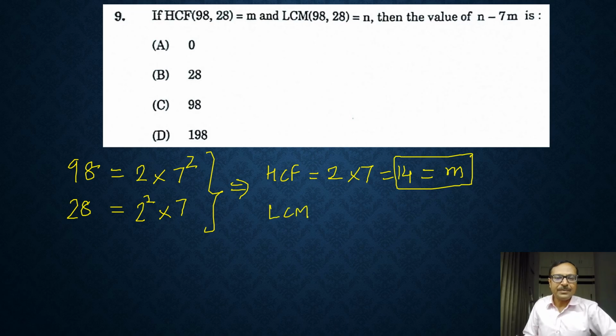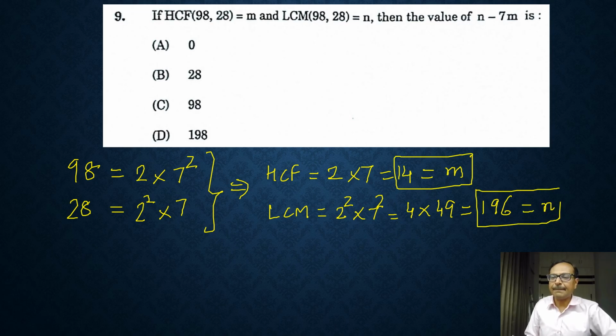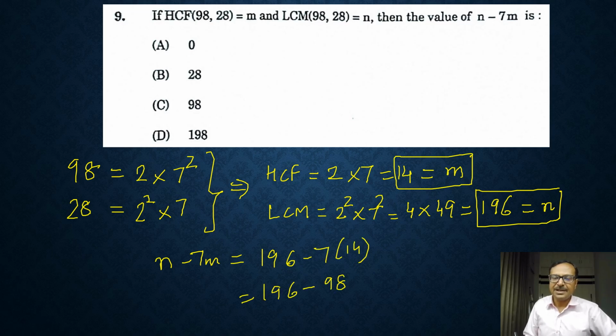Likewise, the LCM has the higher power of the common factor. So 2 square into 7 square. So that is 4 into 49, and that happens to be 196, and this is the value of n, the LCM. Now, having known the values of m and n, we can just put it here, n minus 7m. What is n minus 7m? 196 minus 7 times 14, and that is 196 minus 98. That's exactly 98. And so the answer is option C.